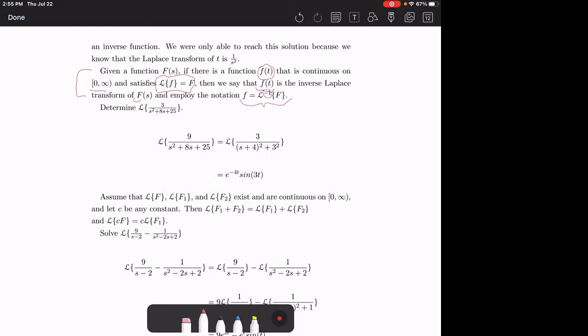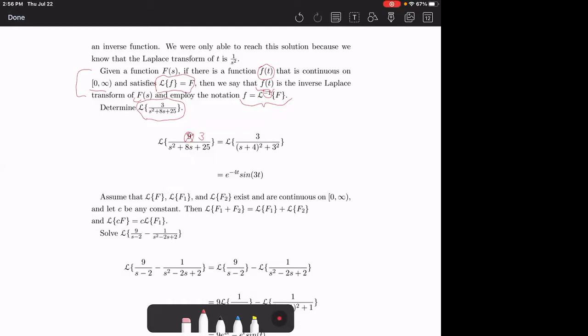So let's use that to figure out the inverse Laplace transform of 3 over s squared plus 8s plus 25. First off, that's a typo. It's not a 9, it's a 3. So the inverse Laplacian of 3 over s squared plus 8s plus 25 is equal to, we can factorize this bottom in a nice way to become s plus 4 squared plus 3 squared.